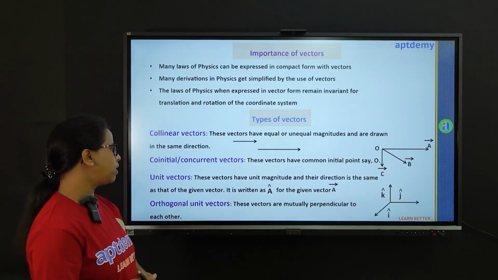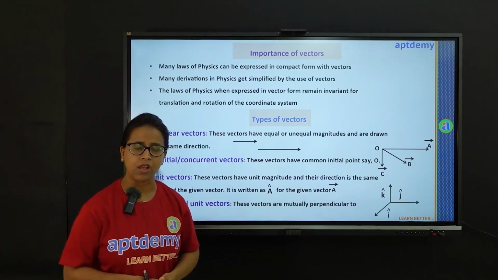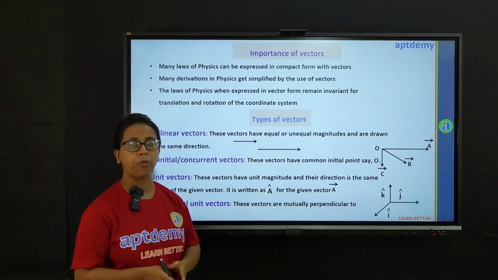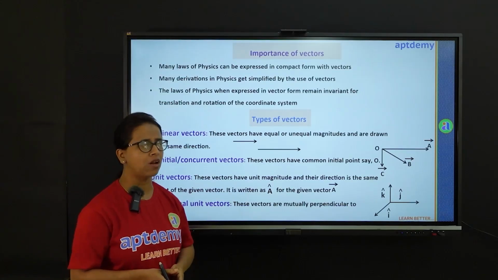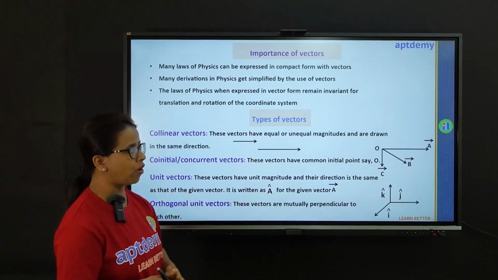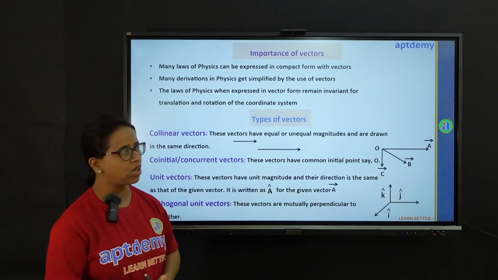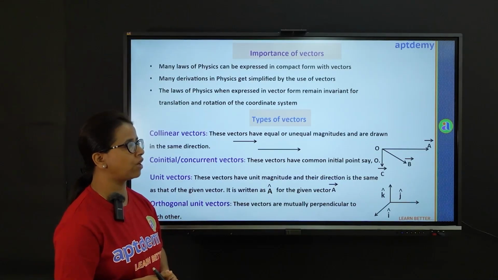Talking about co-initial or concurrent vectors. Vectors which originate from a common initial point are called concurrent or co-initial vectors. You can see from the point O, three vectors are originating: vector A, vector B and vector C.